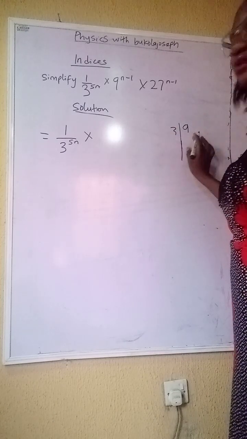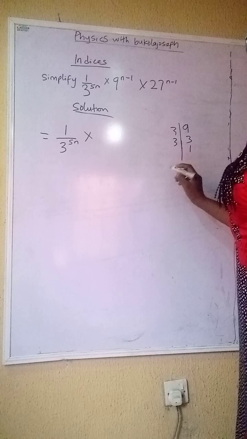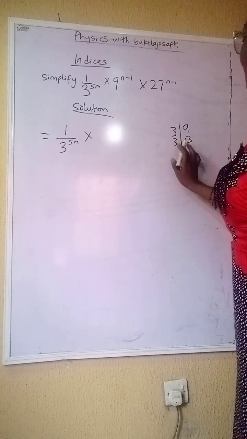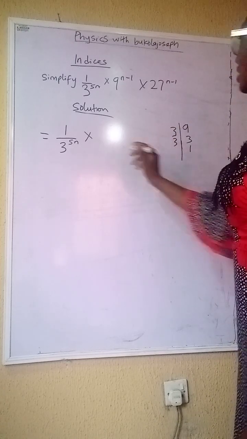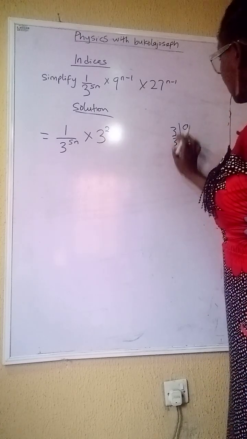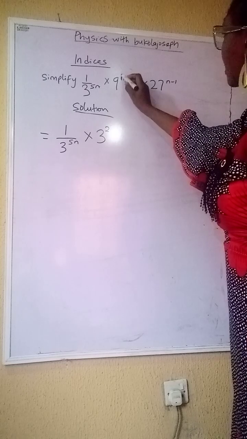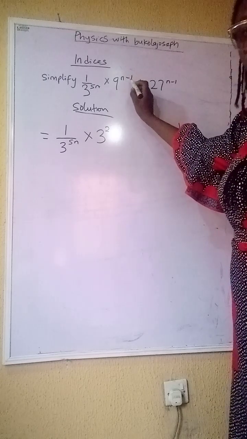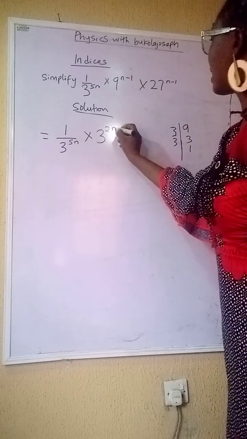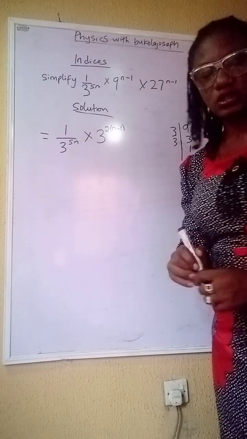3 into 9, 3 times; 3 into 3, 1 time. So it means we have 3 twice, so we have 3 raised to power 2. That's 3 times 3. But we have 9 raised to n minus 1 here, so we'll bring it down, n minus 1, and put it in brackets so that the solving makes sense.